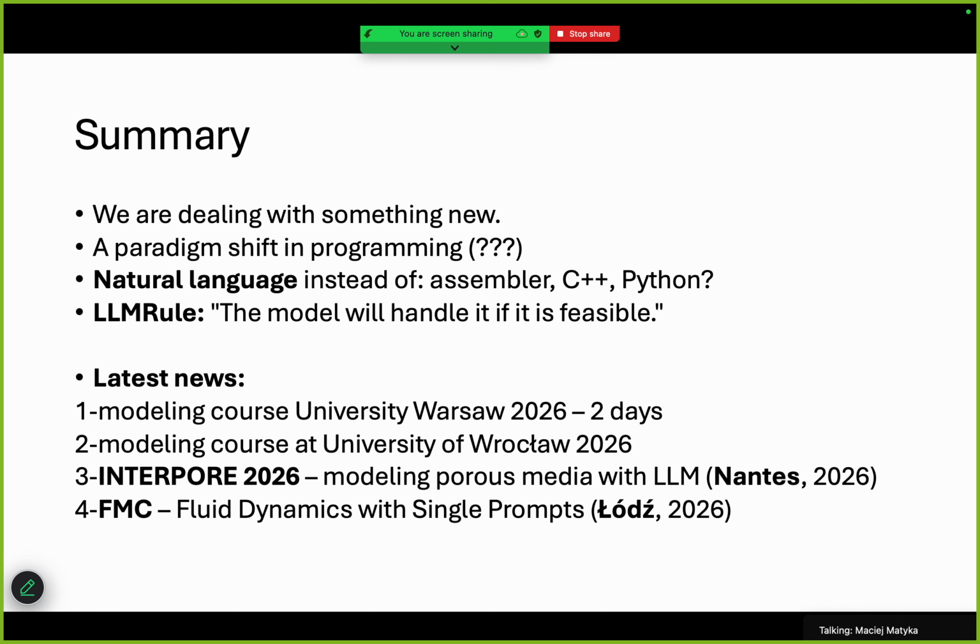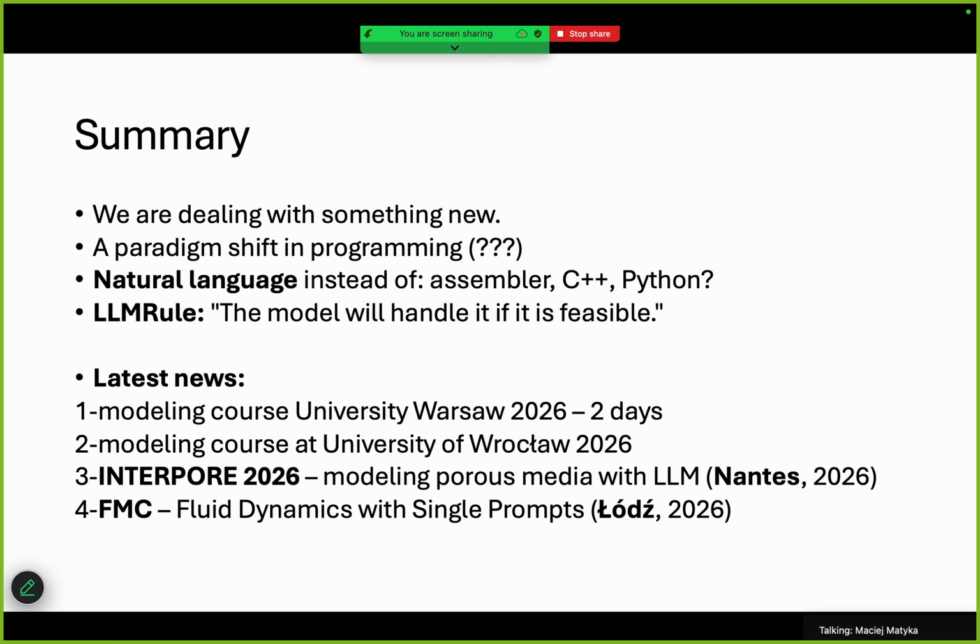I would put one rule after the whole 7 months of work: there is a kind of LLM rule that one can state. The model will handle something if this is feasible. So if this is doable, then it will be done. If it's not, it will be hallucinated. That's it. So if you ask a wrong question, you will get hallucinations. One can call it hallucinations, one can call it filling the gaps, one can call it discovery. And that's a very big thing.